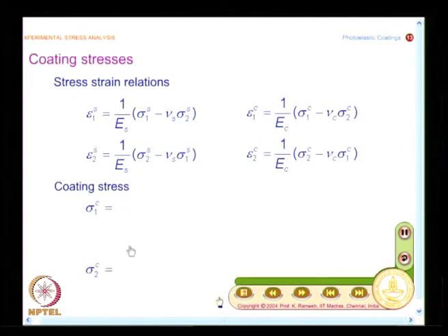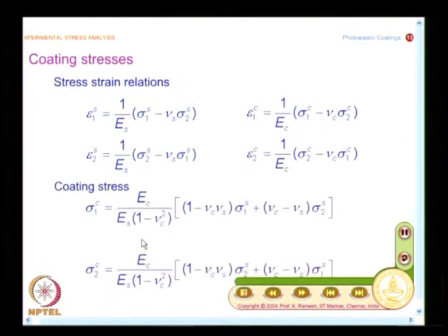I had asked you to work this out in your rooms, and I think some of you have done it, and the expression looks like this. Sigma 1 c is given as E c by E s into 1 minus nu c squared into 1 minus nu c nu s into sigma 1 s plus nu c minus nu s into sigma 2 s. And sigma 2 c is given as E c by E s, 1 minus nu c squared, 1 minus nu c nu s into sigma 2 s plus nu c minus nu s into sigma 1 s.